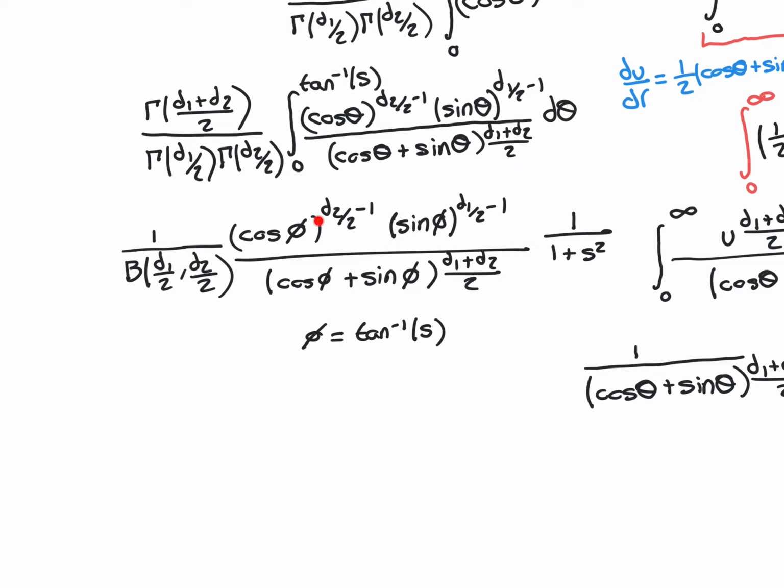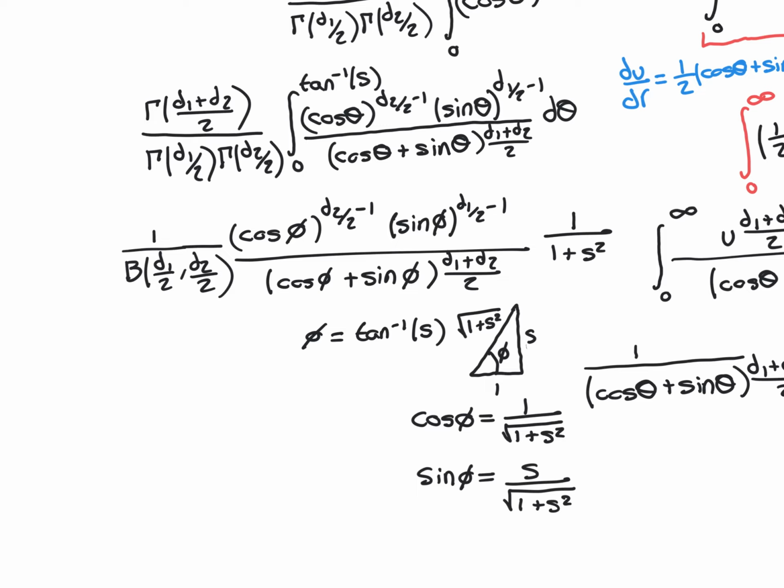So cos of phi, which is cos of tan inverse of s, to the power of d2 over 2 minus 1, then sine of tan inverse of s, sine of phi, to the power of d1 over 2 minus 1, and then the denominator, cos of phi plus sine of phi to the power of d1 plus d2 over 2. So that's just this integrand evaluated at phi, which is tan inverse of s. And then I've times it by the derivative of tan inverse of s, which is 1 over 1 plus s squared. So this now is the PDF for my random variable big S when the value little s is greater than 0.